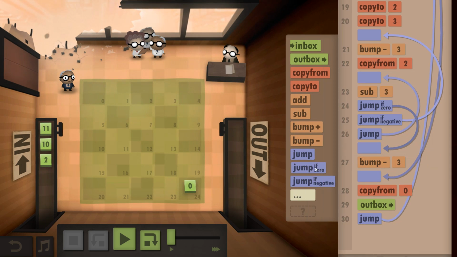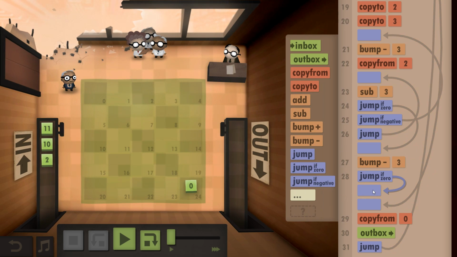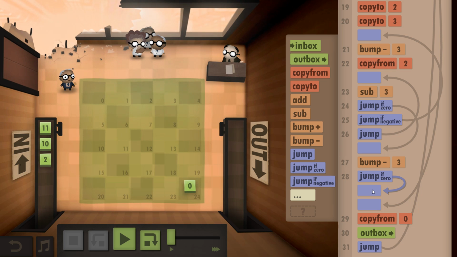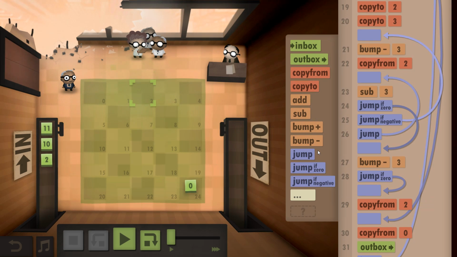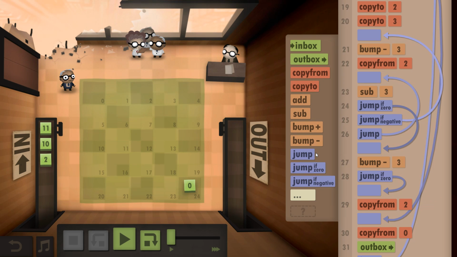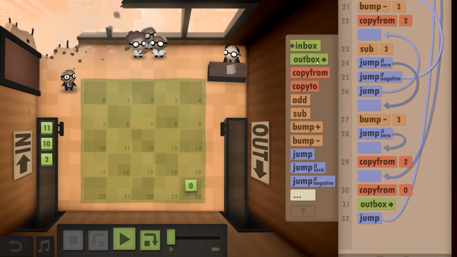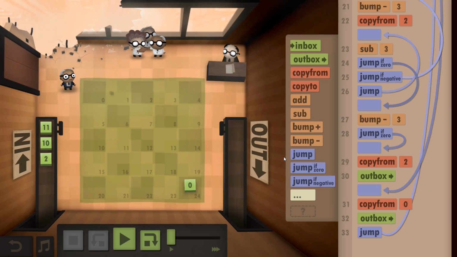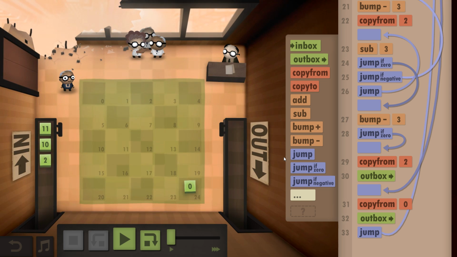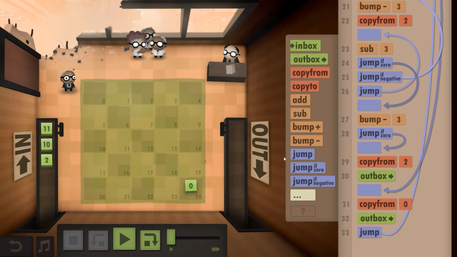Bump 3 down, and if that is 0, such ugly code. Copy from to and outbox it. This is not good code. It's not gonna work for larger numbers. I need to make it more reusable. This is not reusable at all.